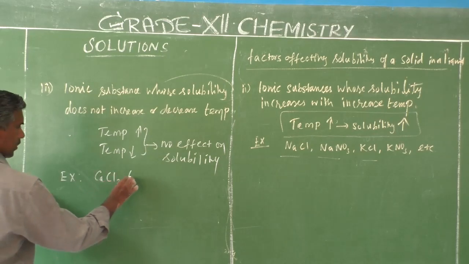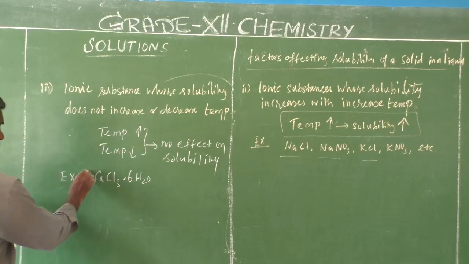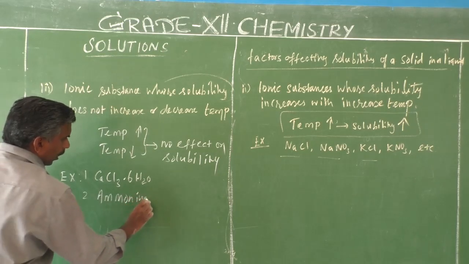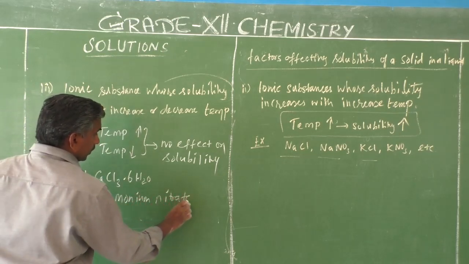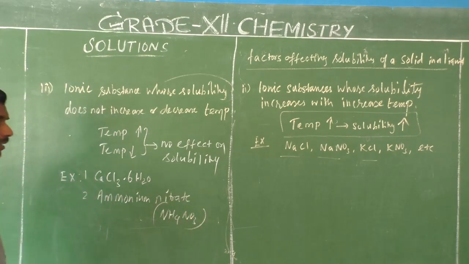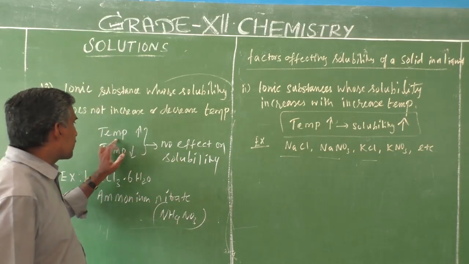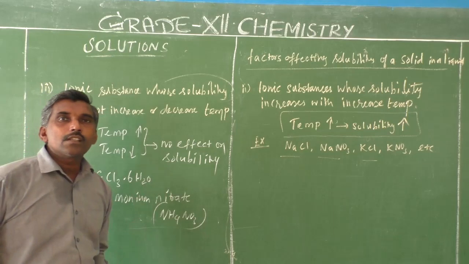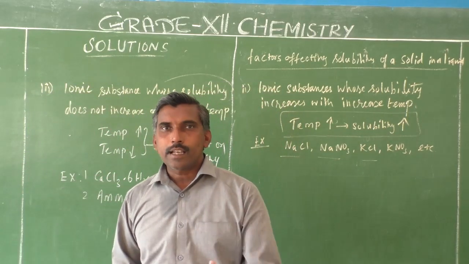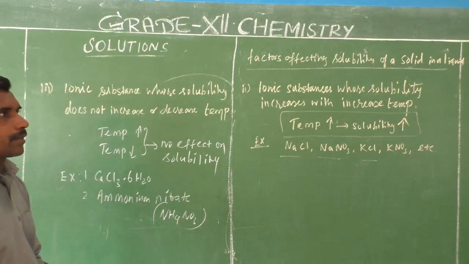Example, calcium chloride hexahydrate, ammonium nitrate. These all do not affect the solubility when temperature increases or decreases. No effect on solubility. Temperature increase or decrease, solubility is not affected. So these are the factors affecting the solubility of a solid in liquid.